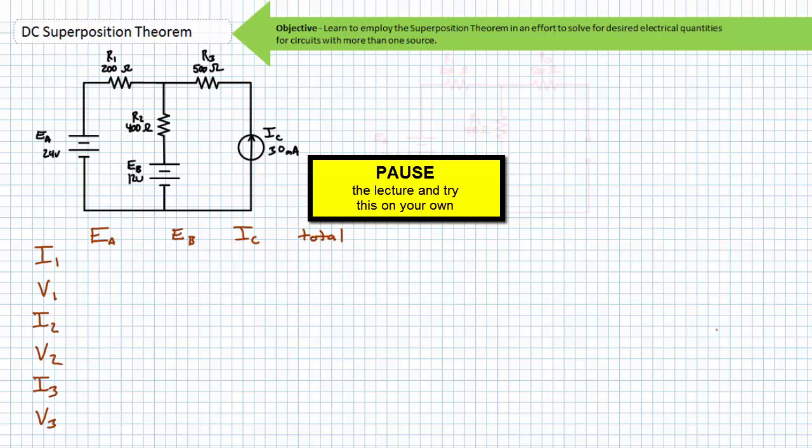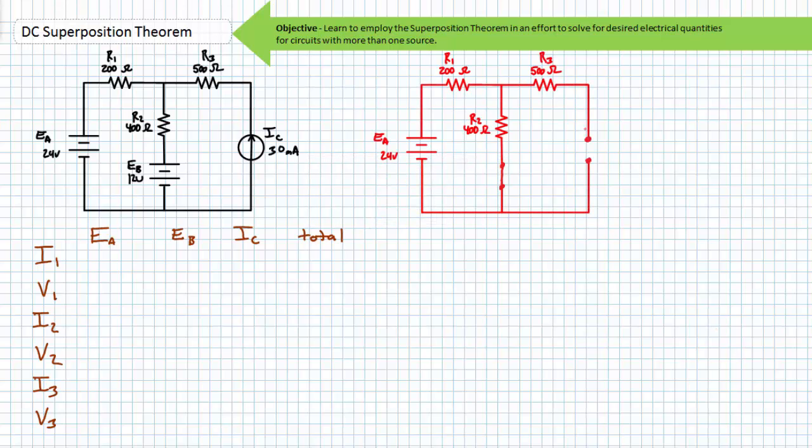You're on your own. From the perspective of EA, EB is removed and replaced with a short, and IC is removed and replaced with an open. No current can travel through the open, and all current will be confined to the series path. R1 will experience 40 milliamperes of current traveling through it left to right. R2 will experience 40 milliamperes of current traveling through it top to bottom.